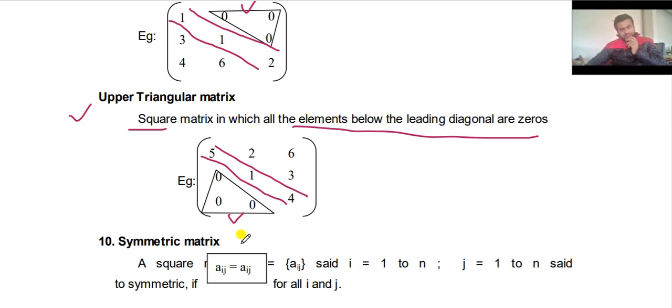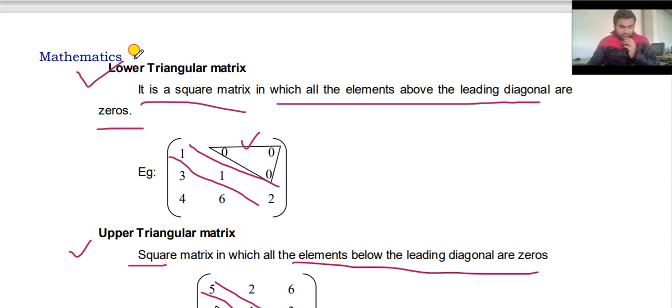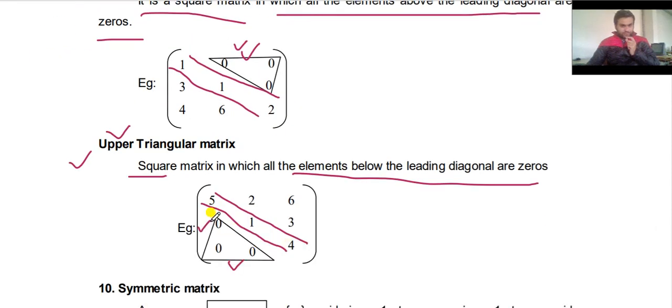Sometimes students get very confused between upper and lower triangular matrices, so I will share a small trick to help you remember, so you don't forget which is upper and which is lower. Firstly, see lower. If we say lower triangular matrix, the upper elements will be 0. If we talk about an upper triangular matrix, that means the lower elements are 0.